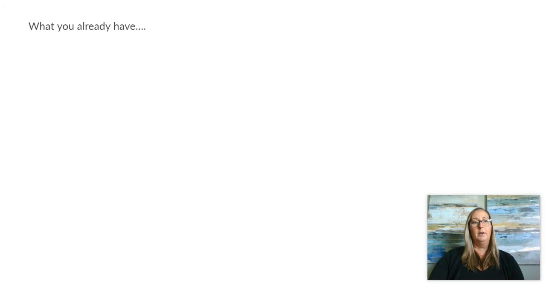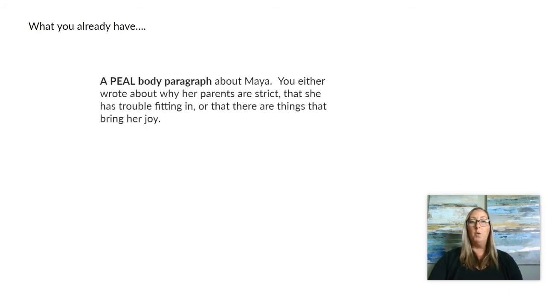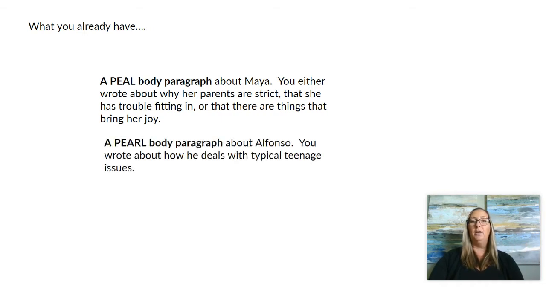Now, what you already have, I just mentioned this, let's take a look at it. You already have a peel paragraph about Maya. You either wrote about why her parents are strict, or that she has trouble fitting in, or some of you wrote about that she has things that bring her joy. So you have that paragraph already. And then we actually wrote a pearl paragraph about Alfonso. We did the repeating. Remember, with Maya, we just practiced, so we did 1 set of EA. But with Alfonso, we did the other set of EA. So you repeated with Alfonso.